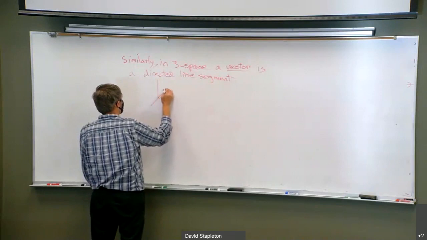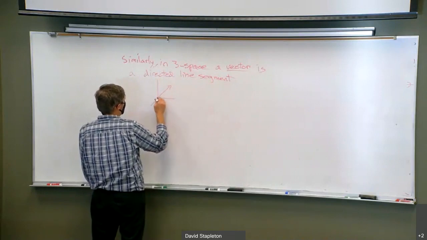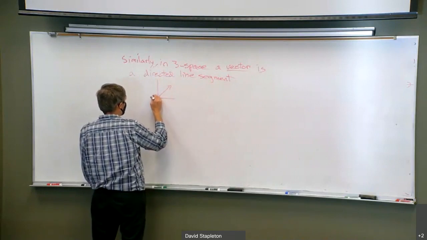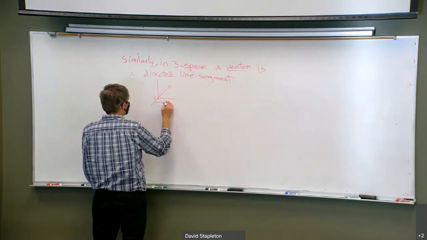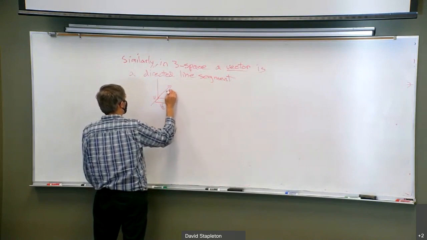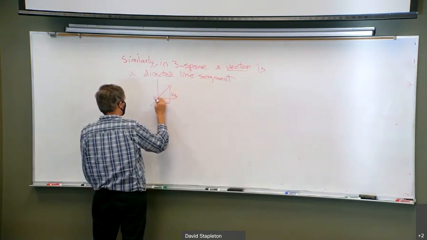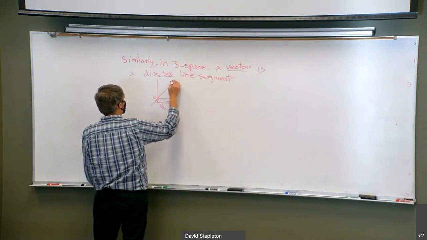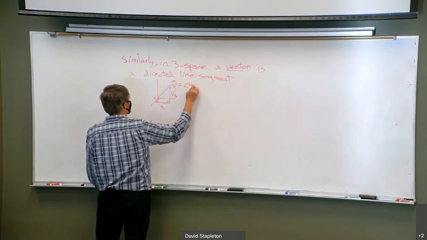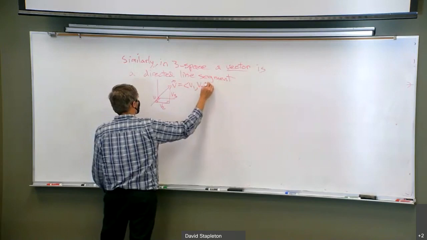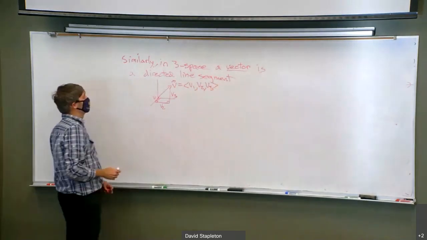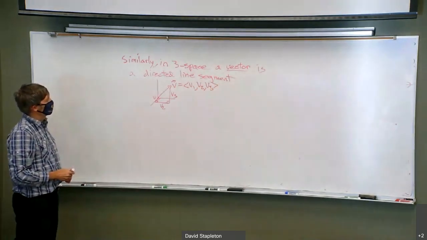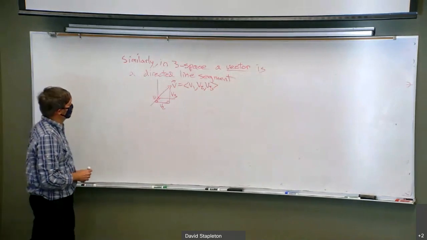So if I draw a vector out here coming out of it, it has an x component, v1, y component, v2, and a z component, v3, right? You go this far in the x direction, and then this far in the y direction, and then this far in the z direction. And we say vector v here has 3 components, v1, v2, and v3. Like that.